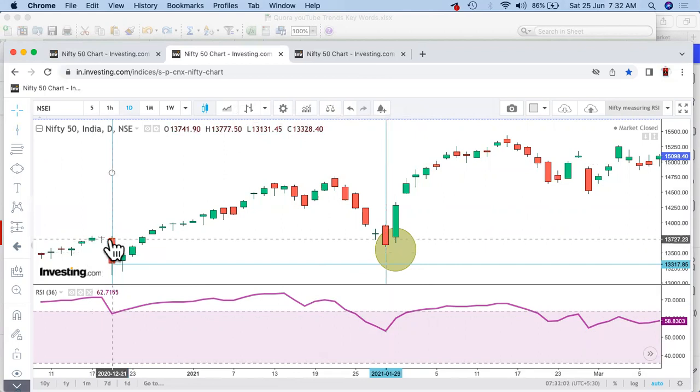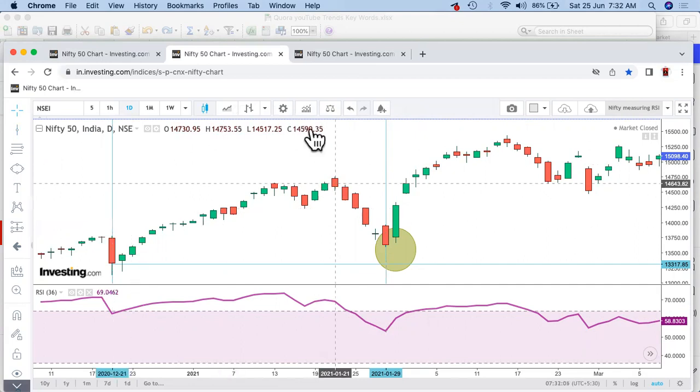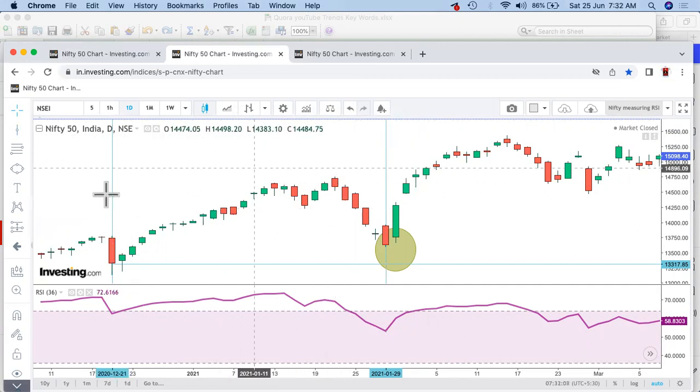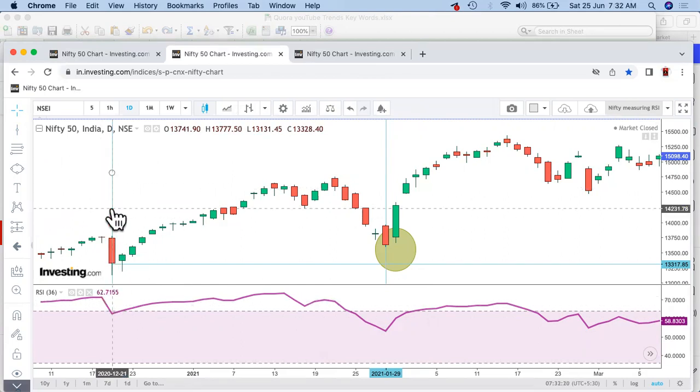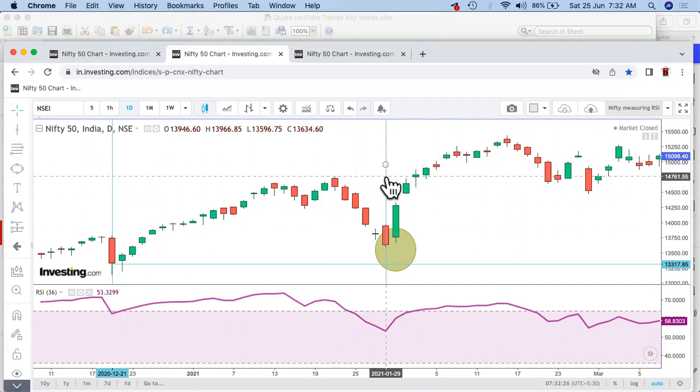Now, if I see, firstly, these 2 points, there are two important things that we need to see. First is price. The closing basis price, which you are able to see over here, has been 13,328, while the RSI has been 62, that is 62.7. Now, if you see over here, the closing basis price has been 13,634, and the RSI has been 53.